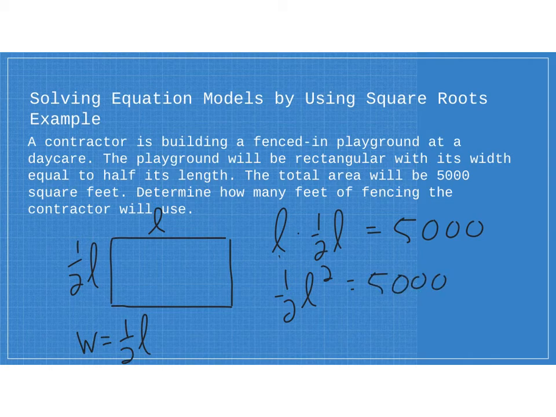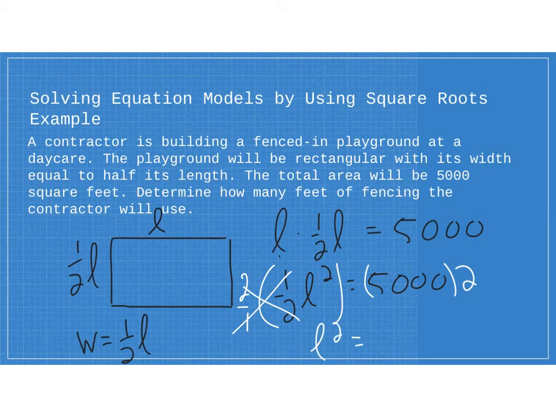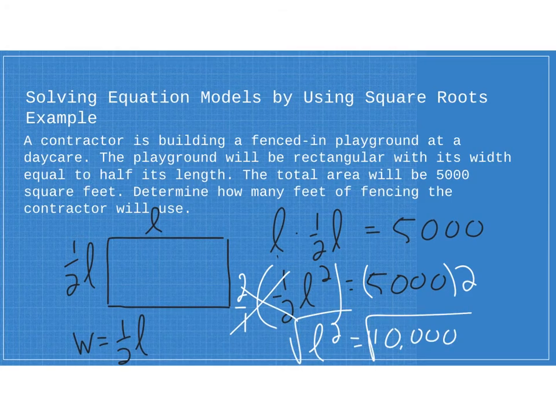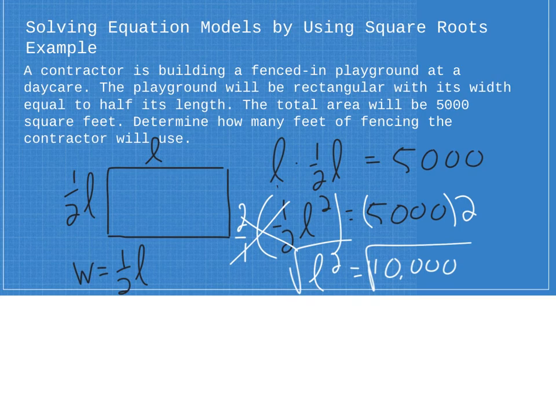And then from here, we want to isolate our squared term, so we multiply by 2 over 1. That cancels that out. Over here, we multiply by 2 over 1, which is just 2. And we get L squared equals 10,000. And then we want to take the square root, and that leaves us with L equals 100.